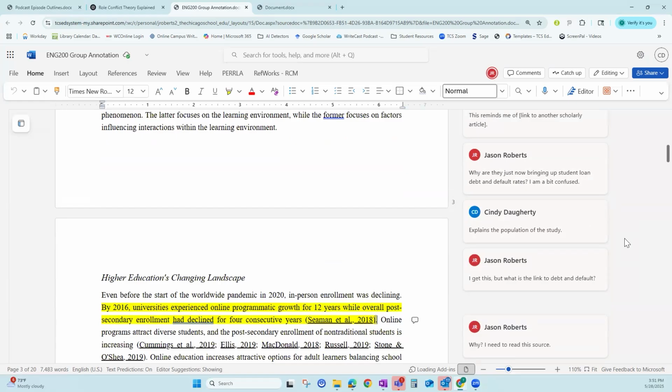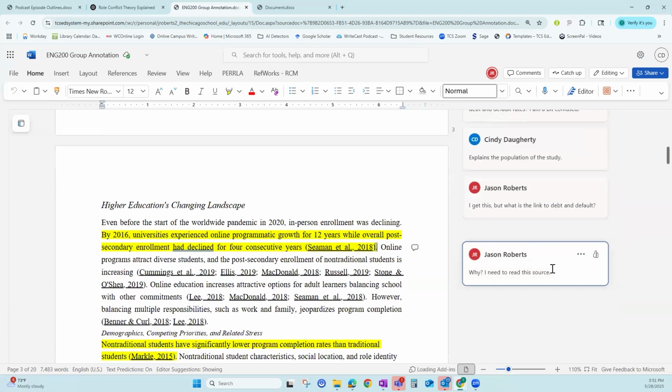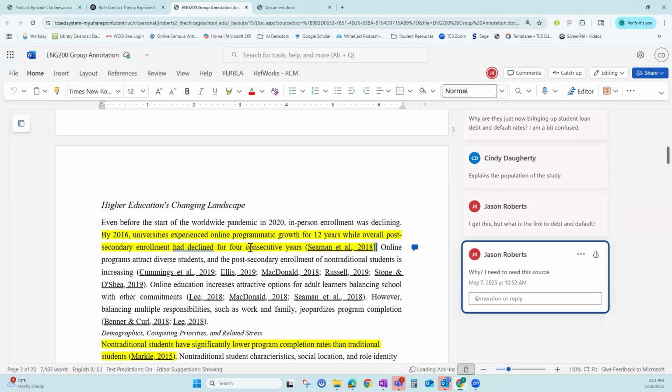Maybe I'm showing here, within the limitations of the screen, where you did a series of this really smart questioning of the text. You have several in a row here, like why are they just now bringing up student loan debt? You found that very confusing. Great point. Then there's the link, where you're finding some difficulty with the logical progression of the argument they're making. And then you're like, why? I need to read this source. So some fact that they brought in from this other source, you're saying, okay, well, that happened, but why?